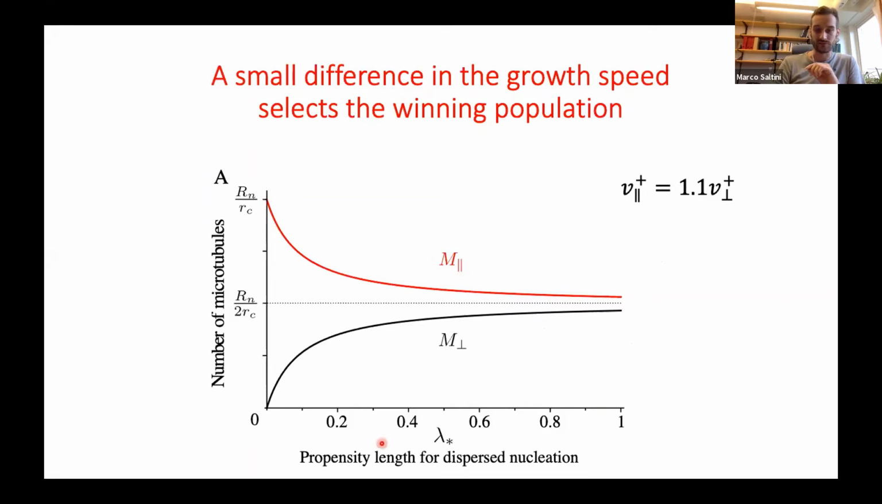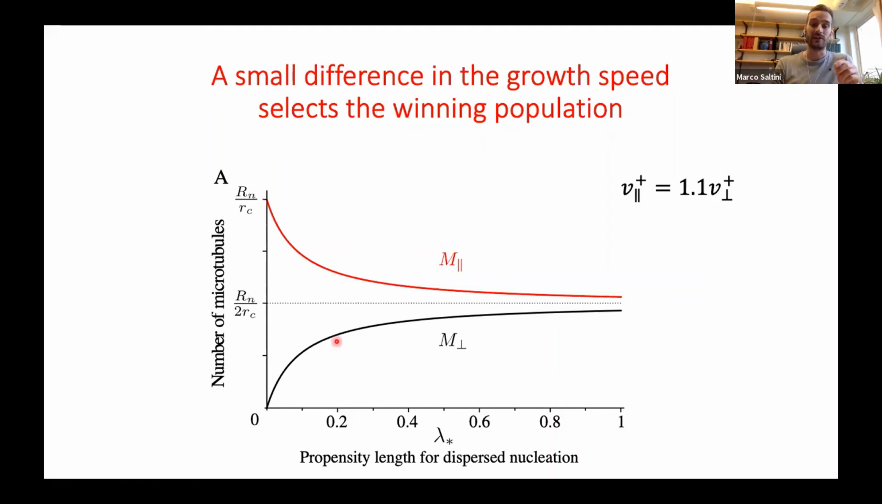Now, you can read this plot in this way. On this axis, we put the propensity length for dispersed nucleation, which means that the closer we are to zero, the more likely it is that a new microtubule is nucleated through microtubule-based nucleation, which means close to zero, many more microtubules are nucleated parallel to the mother microtubule, in the same population of the mother microtubule. And on this axis, we put the final number of microtubules once the process is finished.